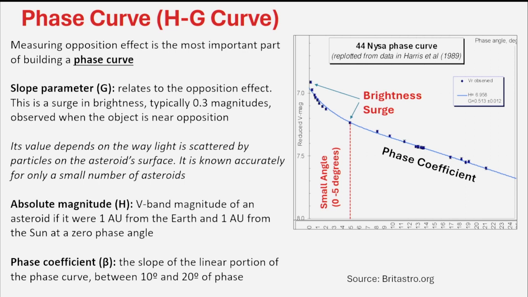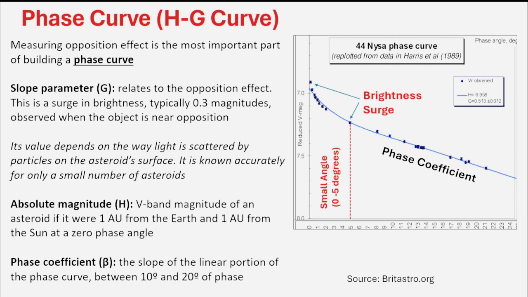So, what exactly is this surge? This surge can be observed via what we call the phase curve. This is a curve where you plot the phase angle on the x-axis and the reduced magnitude on the y-axis. So what is the reduced magnitude?